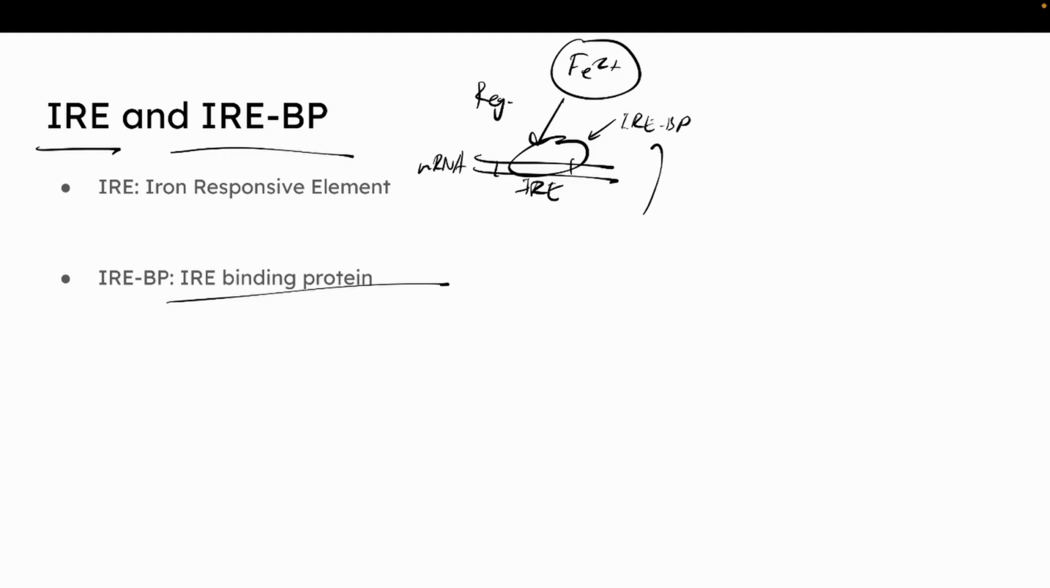A common IRE-BP is called cytosolic aconitase, and this is very much in ferritin.